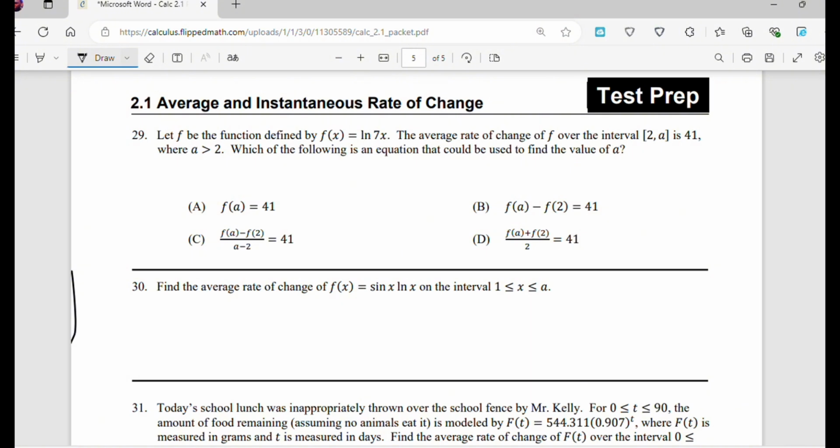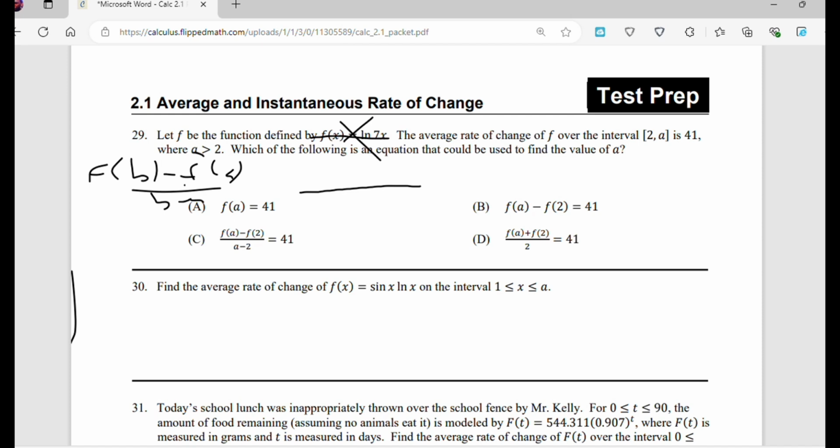Well, I don't see any ln's, so I don't think this piece is important right now. We are given that the average rate of change is 41 in the interval 2, a. So remember that basic formula and you'll be successful. f of b minus f of a over b minus a. Okay, this is our b, this is our a. Let's plug it in.